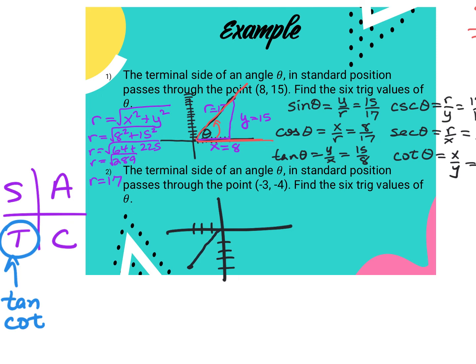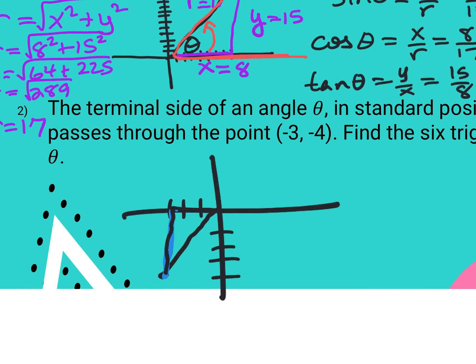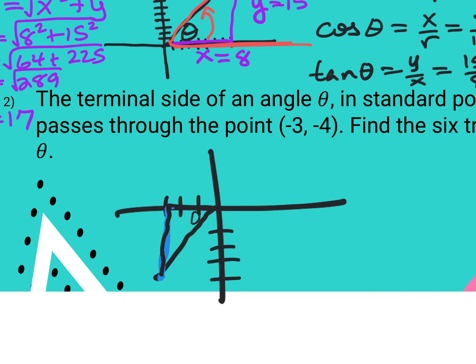And then remember, you always go back to the x-axis to form your triangle. So this is my triangle now. I'm going down to the x-axis. My theta is located right here. And again, this is going to be my x, and it's going to be negative. It was negative 3, let me just put it as -3. That's what x equals. And then your y is -4.